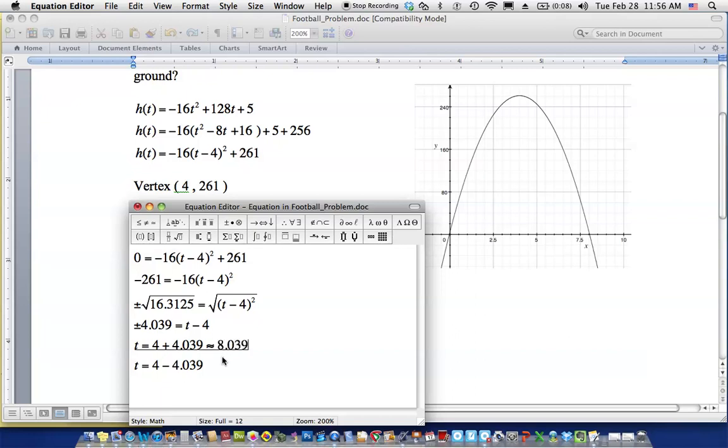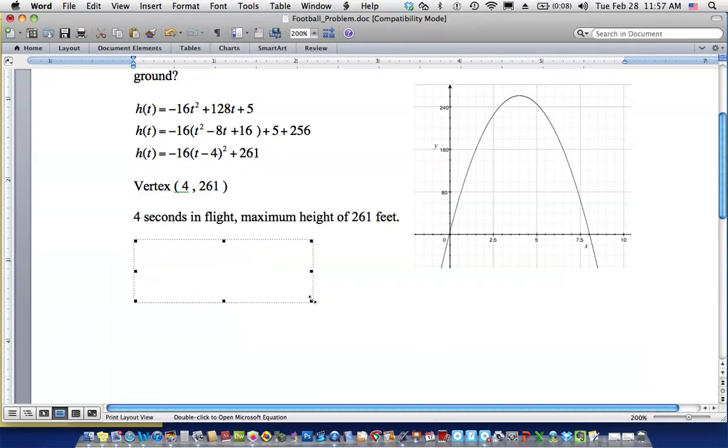So the answers are 8.039 or negative 0.039. Now, why is it negative 0.039? Well, remember, in this problem we started at a height of 5 feet, so we're really extrapolating back to when it was 0. So this answer right here you really don't need. This is the answer you want, 8.039.